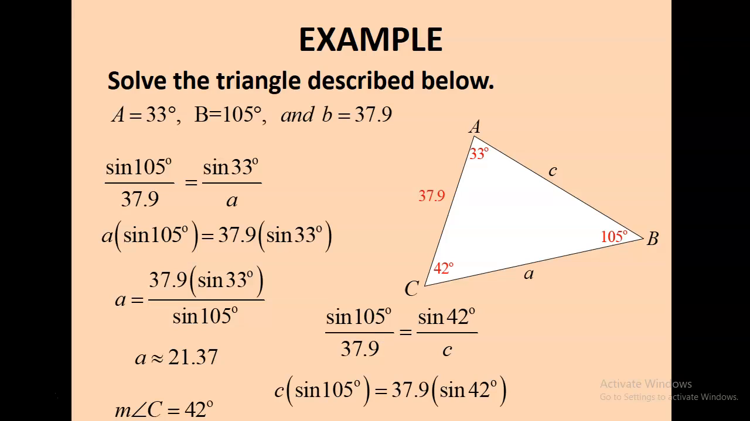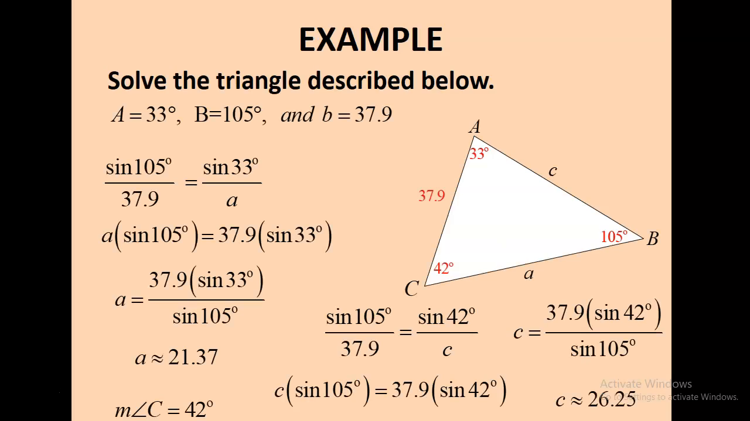And we'll just take that. To get C by itself, we're going to divide by the sine of 105. And we'll find real quickly that our value for C is 26.25. And we're done. So that's pretty much the way you would use the law of sines to find the lengths of sides.